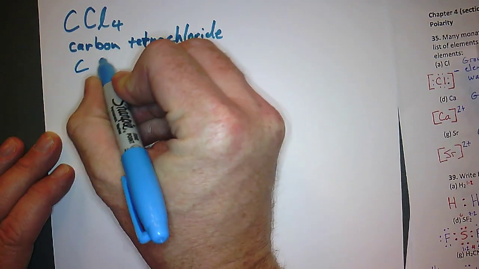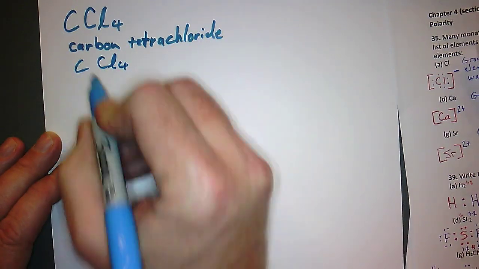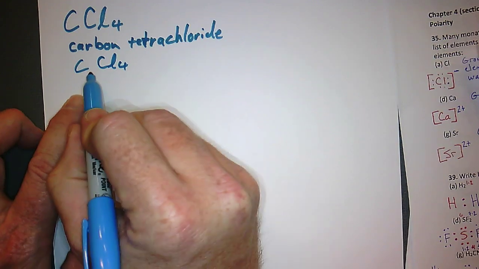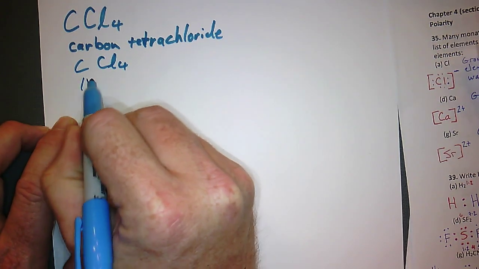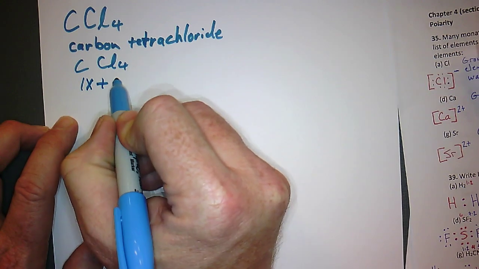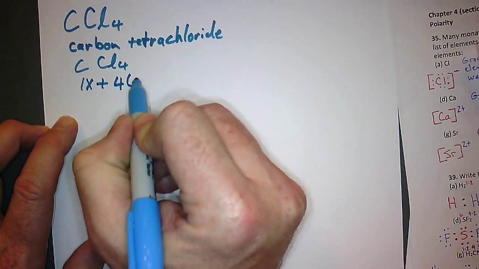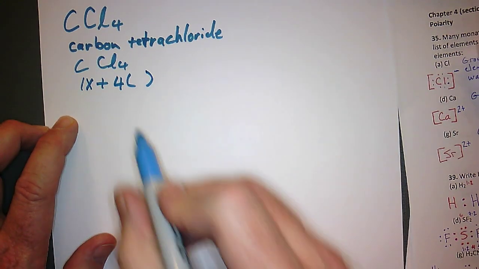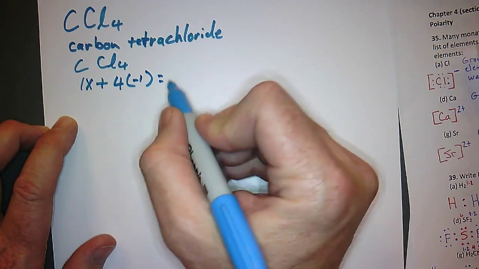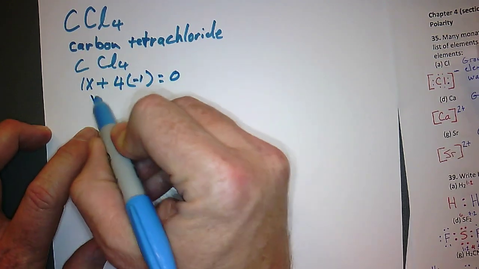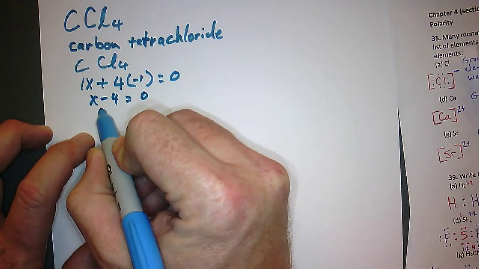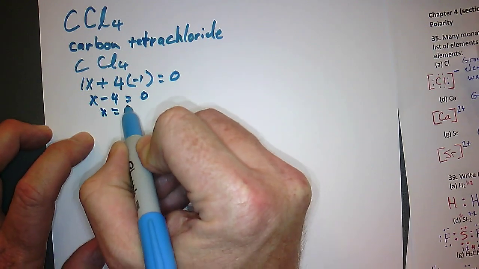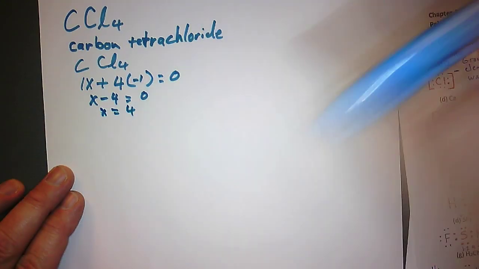All right. So we go with the CCl4. We do it just like we did for the ionic ones. So how many carbons are here? 1. So we do the 1x plus how many chlorines? 4. What's the charge of chlorine? -1. And the whole thing is equal to 0. So we go x minus 4 equals 0. Add 4 to both sides. X equals 4.